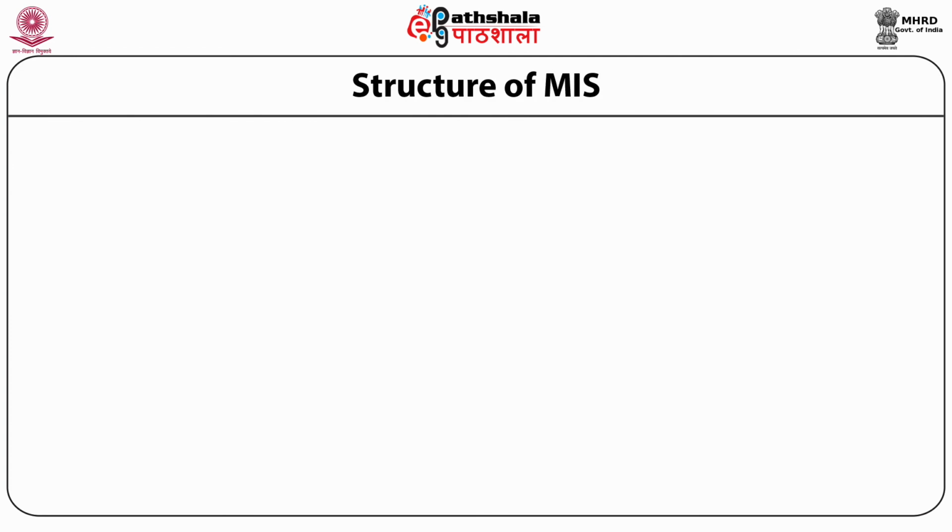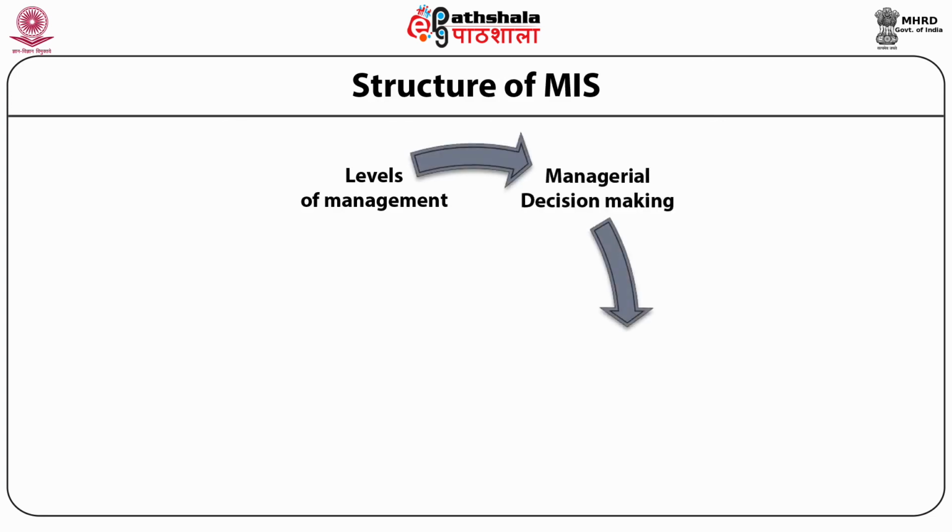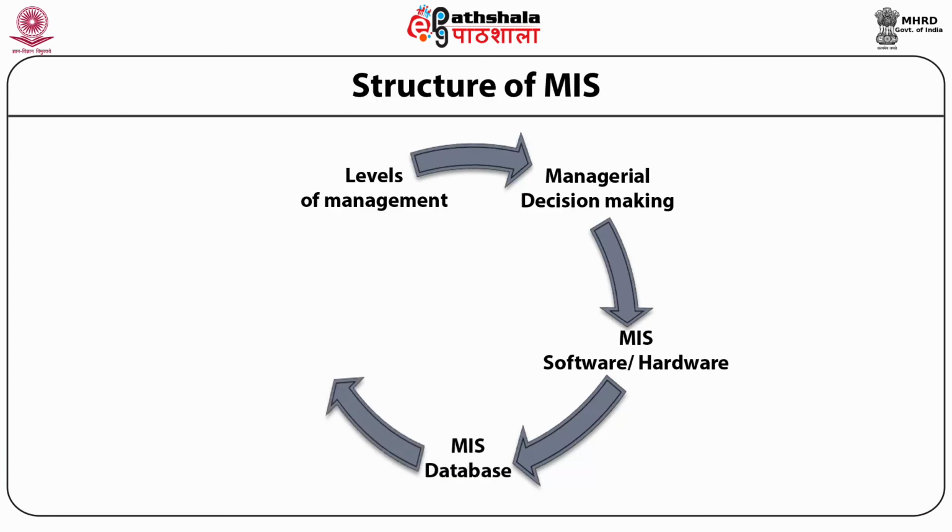Structure of MIS. The structure of MIS involves levels of management which lead to managerial decision making, and in managerial decision making we have the MIS software and hardware through which the managers can contact the MIS database, and MIS database acquires information from external information systems or databases, and therefore information is provided to different levels of management.